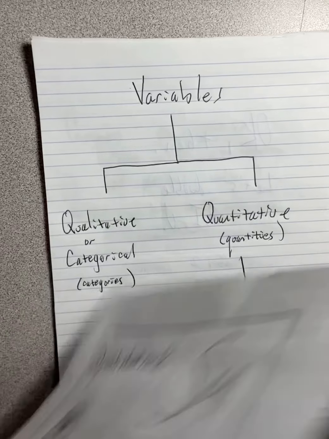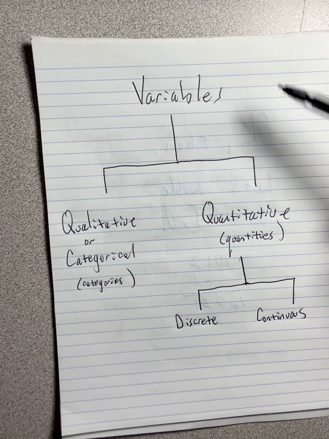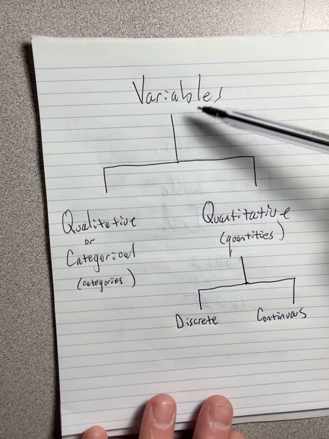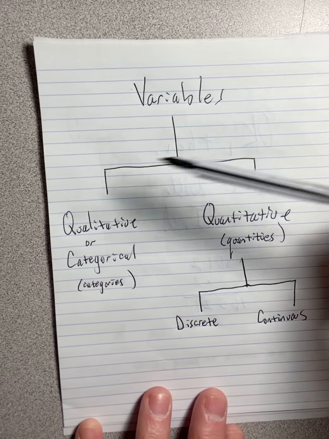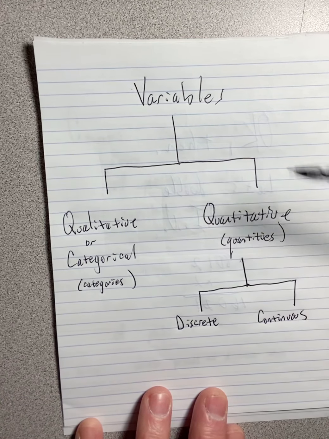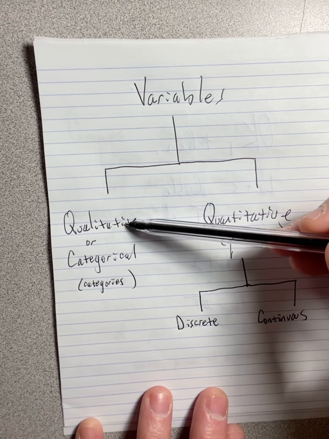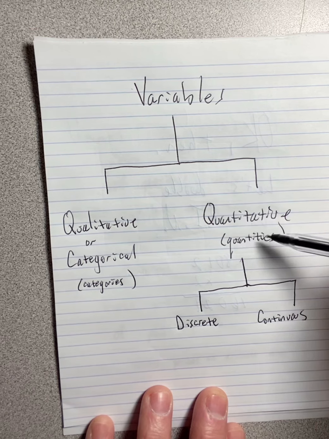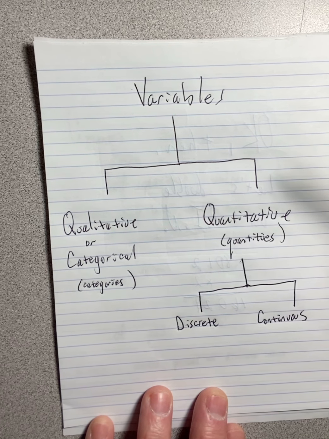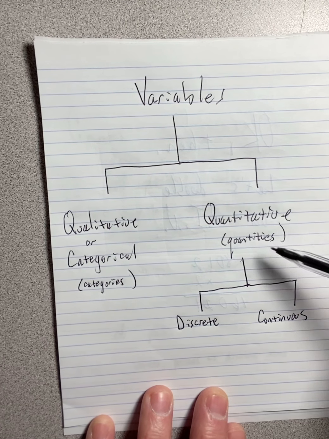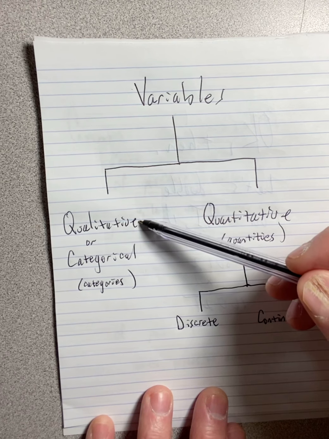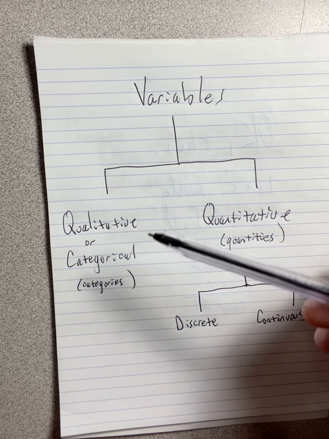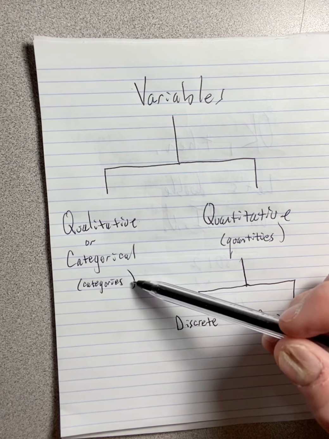Let's talk variables. We're going to study variables in this course, and we're going to divide them up into two types, quantitative and qualitative. So quantitative has the word quantity in it. That's exactly what those types of variables are, ones with quantities, whereas qualitative has quality in it, and those variables are variables that have qualities or categories.